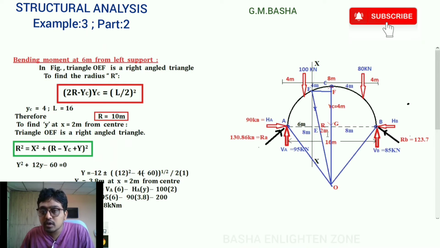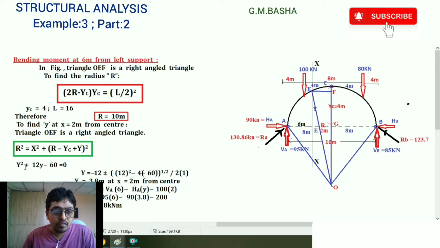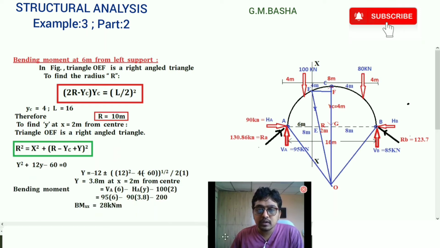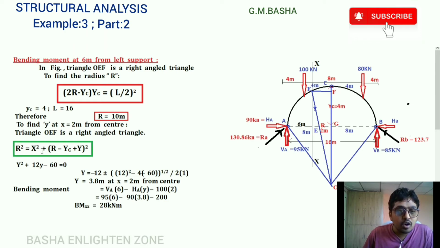So take down X value equal to 2 meters, plus R value is given as 10 meters, minus YC value is given in the question, that is 4 meters, plus Y is unknown here. If you substitute all the values in this equation, you will get the equation y square plus 12y minus 60. This equation will be in the form of a quadratic equation.